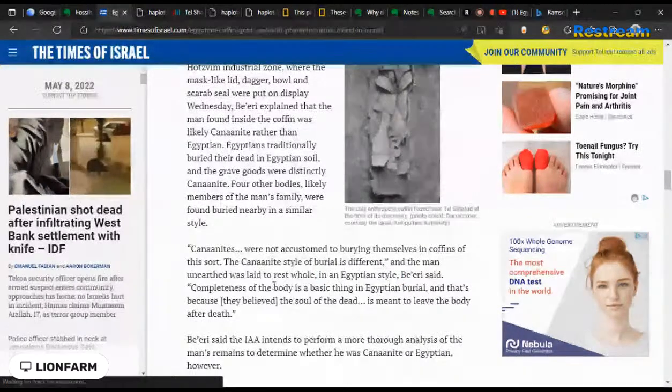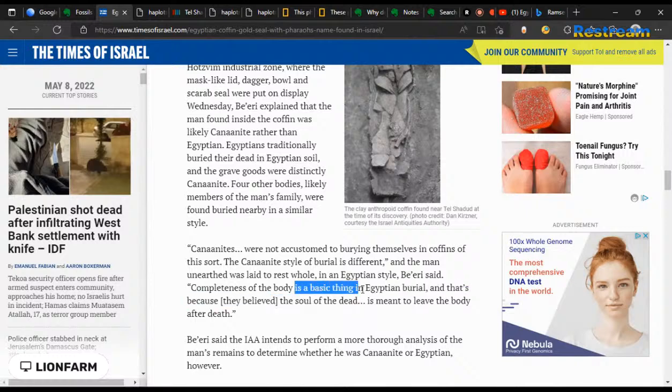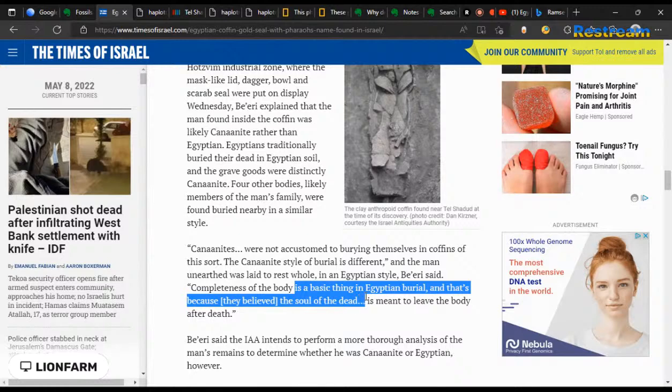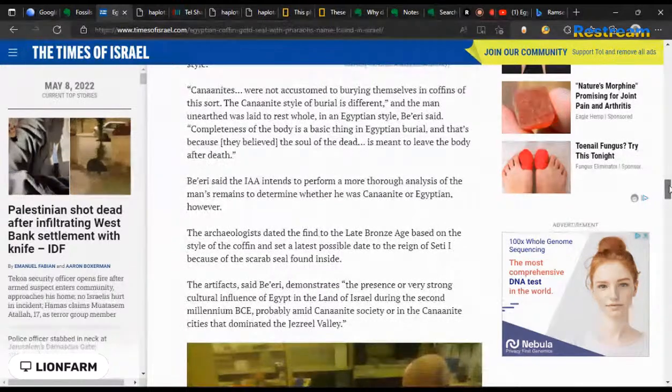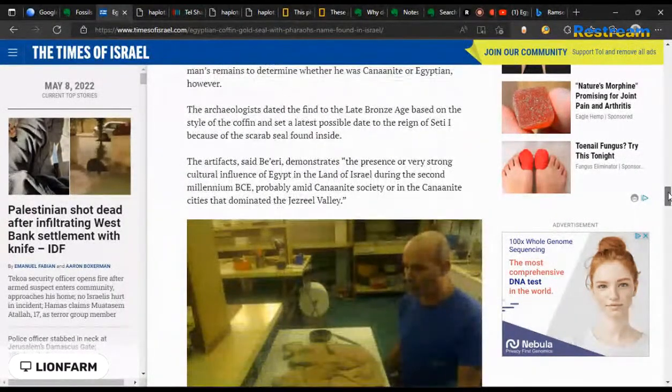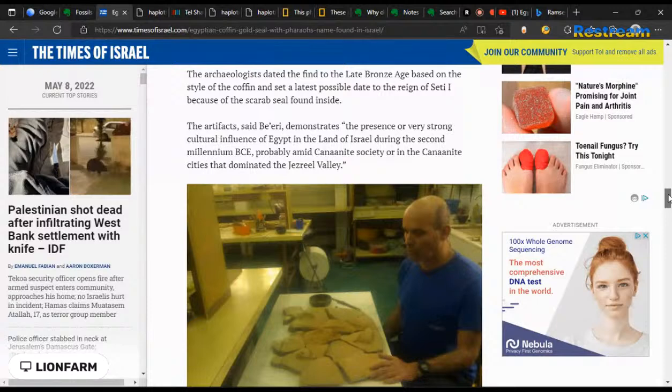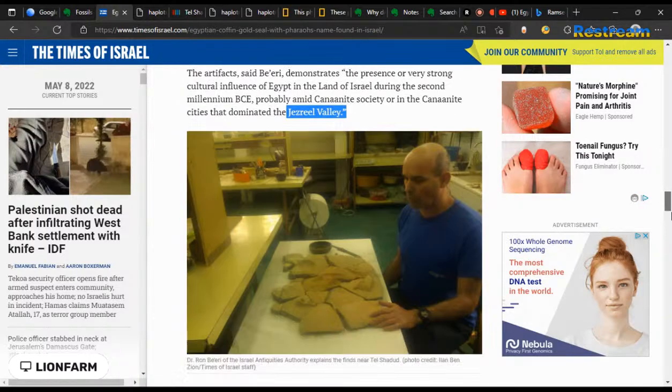That's important, right? Completeness of the body is a basic thing in Egyptian burial. That's because they believed the soul of the dead was meant to leave the body after death. It just looks more like an Egyptian burial style, right? That's what makes it very important. They're breaking it down and talking about what's going on. It's the presence, or very strong cultural influence, of Egypt in the land of Israel during the second millennium BC. So let's get more pinpointed on some things. Probably aim at the area of Jezreel, right? They shall hear of Jezreel, right?